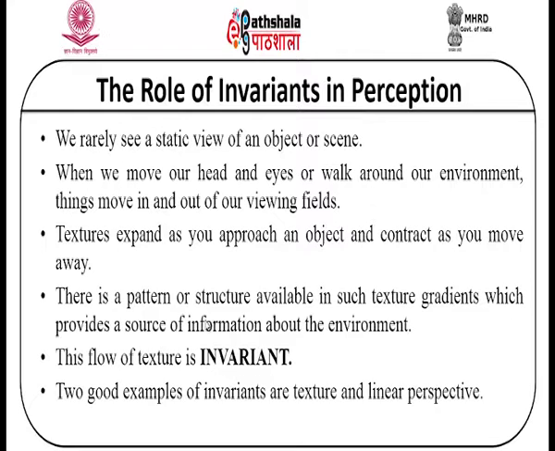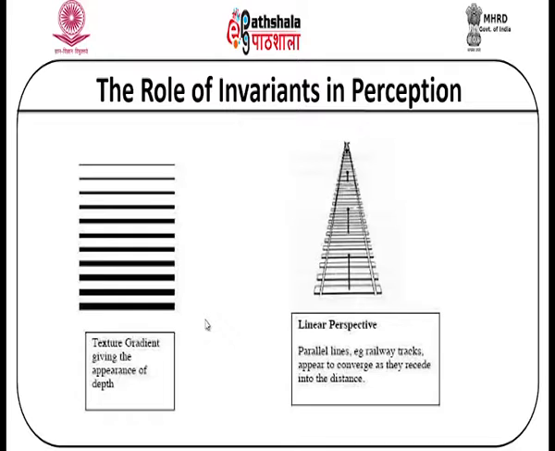Two good examples of invariance are texture gradient and linear perspective, which are shown in the examples here. Texture gradient shows the appearance of depth, where we can see the lines lying near to the viewer are thickened, whereas the lines as they recede from the viewer are shown as thin lines. Linear perspective: parallel lines, for example railway tracks, appear to converge as they recede from the viewer into a particular distance.